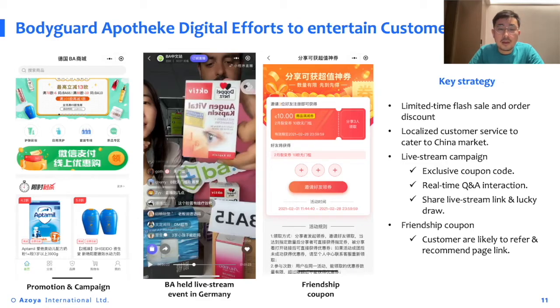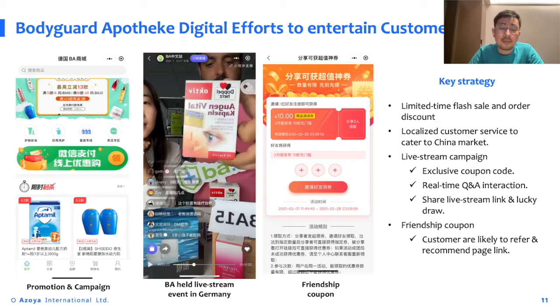The last case study is Bodyguard Apotheke. The pharmacy from Germany offers a wide range of products, from health and nutrition to beauty and cosmetics, and mom and baby supplies. WeChat has taken an important role in the retailer's China strategy. Having entered the market as early as 2015, the retailer has accumulated massive numbers of customers in WeChat. WeChat also offers the retailer multiple touch points to engage with existing customers. They can do it via the mini program for purchase, the WeChat official account for content campaigns, and WeChat Work for customer engagement.